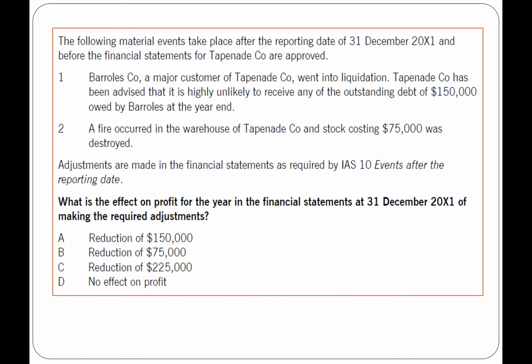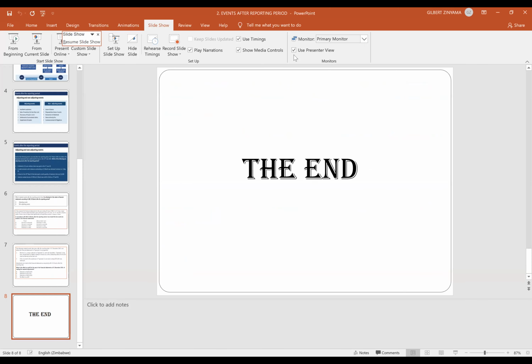If they are non-adjusting, do they affect the going concern basis or not? If they affect the going concern basis, we use breakup analysis. If they don't, then we simply disclose them. Right, so that's as far as this specific standard is concerned.